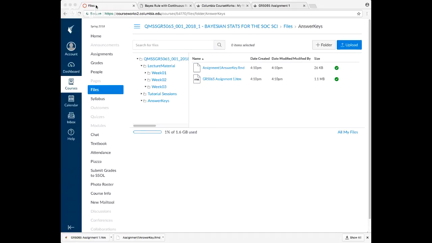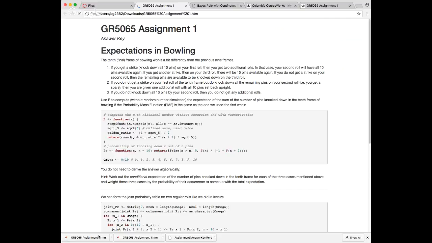Okay, let's get going. Put the answer key for the homework up on Canvas. So let's go over that first.